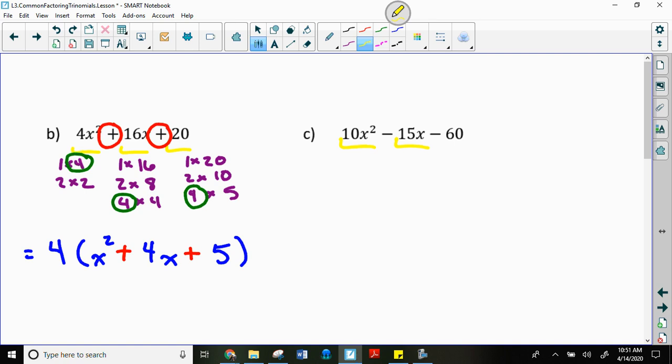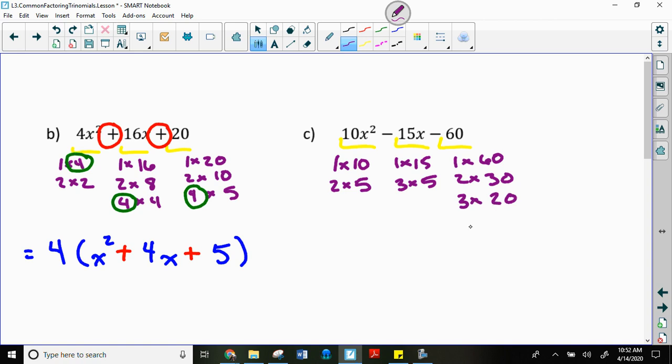1, 2. Oh, 60 is going to be hard. Okay, but I'm going to show you a trick. Okay, 10: 1 times 10, 2 times 5. 15: 1 times 15, 3 times 5. 60: 1 times 60, 2 times 30, 3 times 20, 4 times 15, I think. Where's my calculator? 3 times 15 is 45. Yeah, 4 times 15 is 60. 5 times 12. 60 is just all sorts of special.